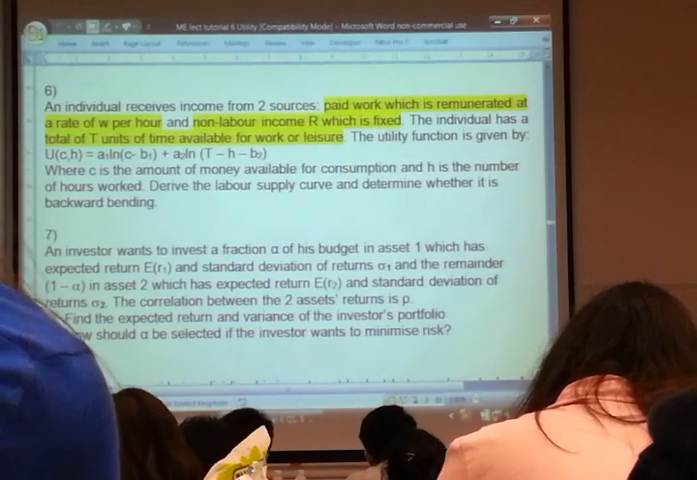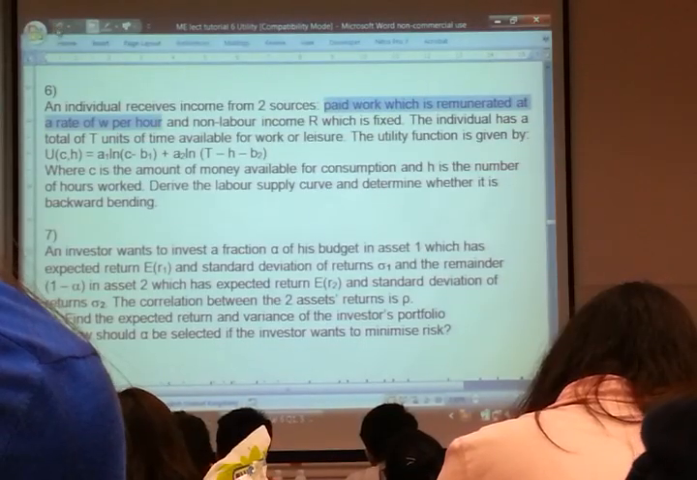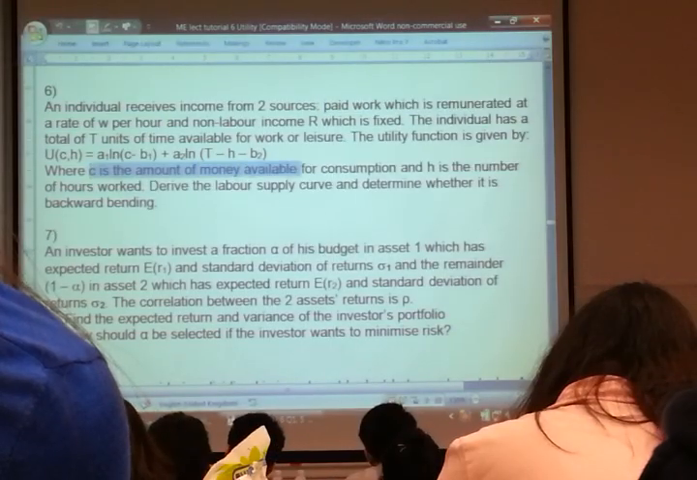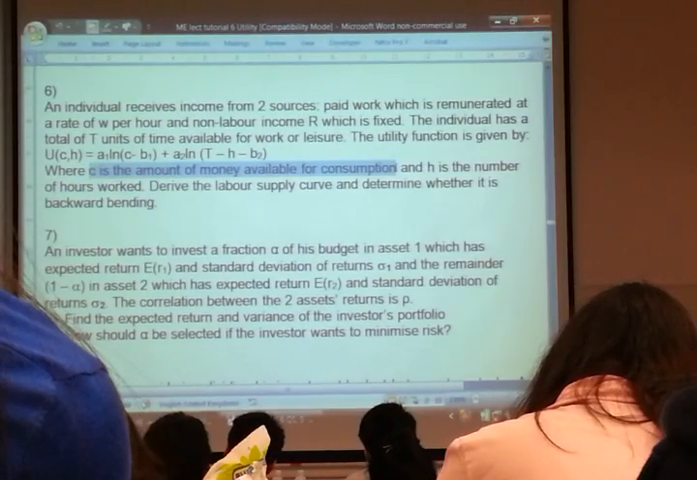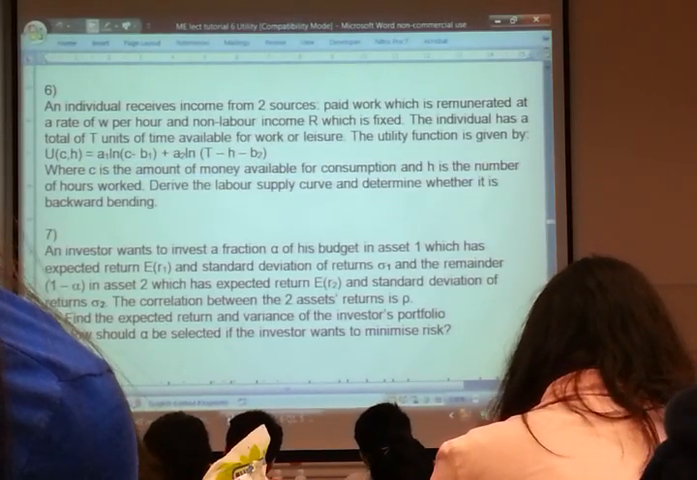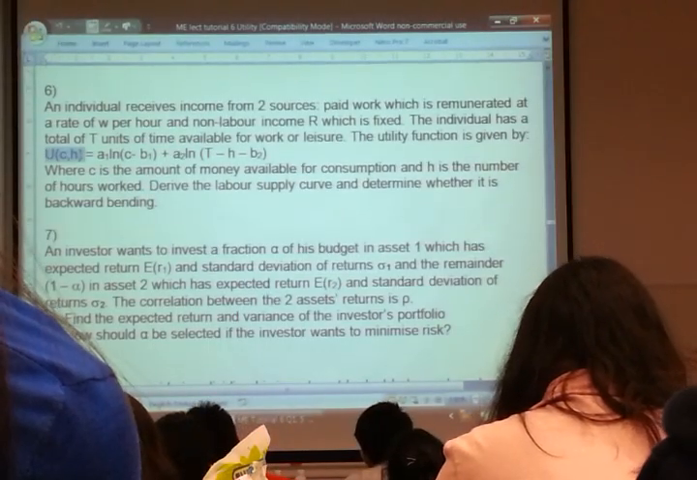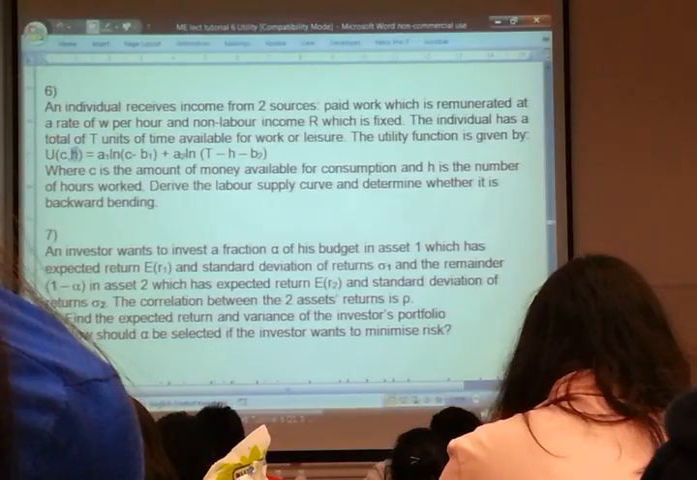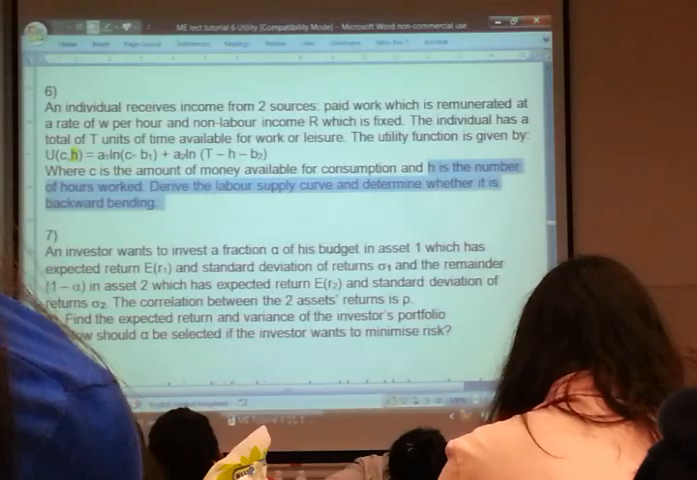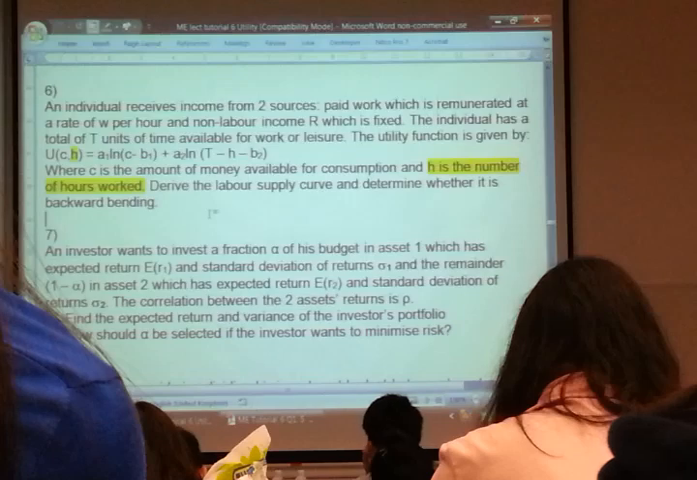Utility function. Where does it come from? Who's C? C is the amount of money that you spend on consumption, 2C times the price of C. It also comes from leisure. But your utility function here should disturb you. You don't put leisure. You put what? H. H is the labor supply, as if people derive utility from working.